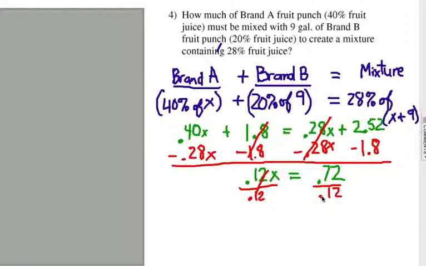Now you can probably do that in your head. If you ignore the decimal point for now, notice these are both in hundredths. It's like saying 72 divided by 12, and that should be 6. So x equals 6 gallons. All right? 6 gallons of brand A would make that happen.